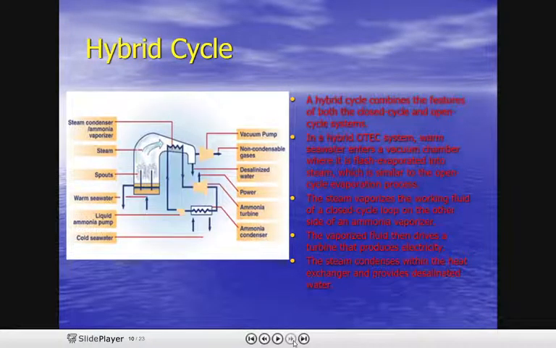Now हाइब्रिड साइकिल, अगर हम ओपन साइकिल OTEC को और क्लोज साइकिल OTEC को आपस में मिला दें, so that is known as the hybrid cycle. A hybrid cycle combines the features of both the closed and open cycle system. In a hybrid OTEC system, warm seawater enters a vacuum chamber where it is flash evaporated into steam, which is similar to the open cycle evaporation process.